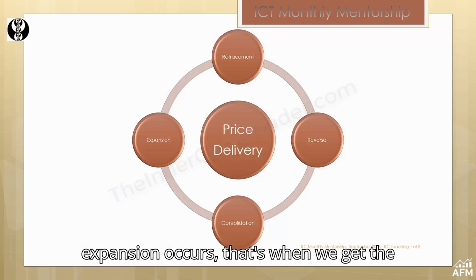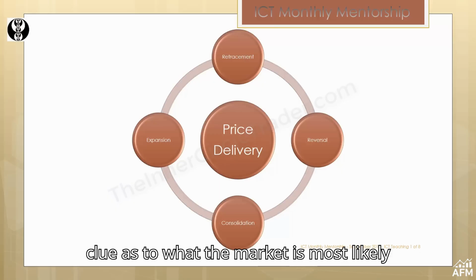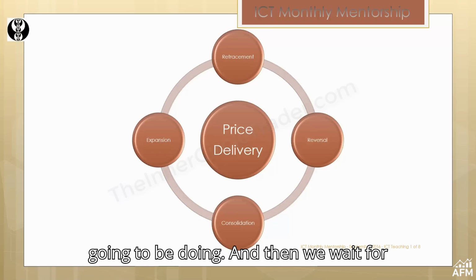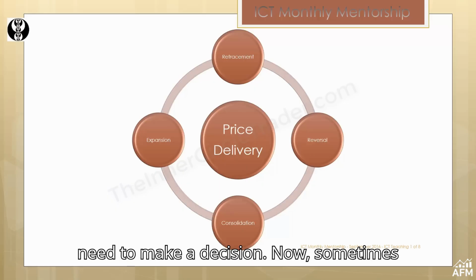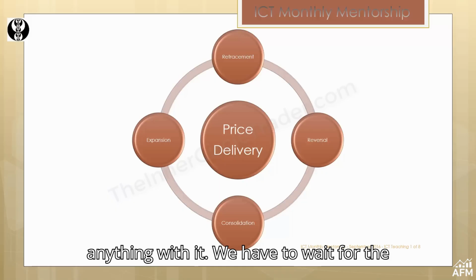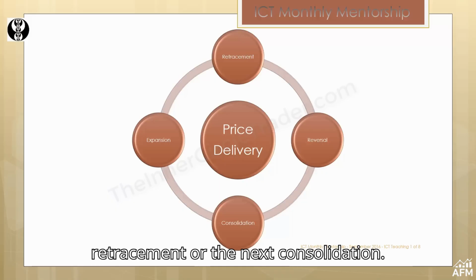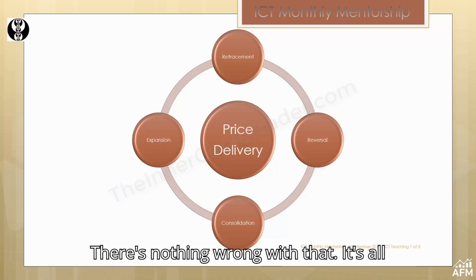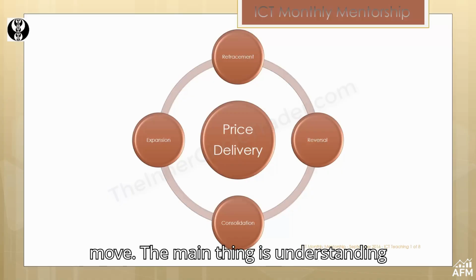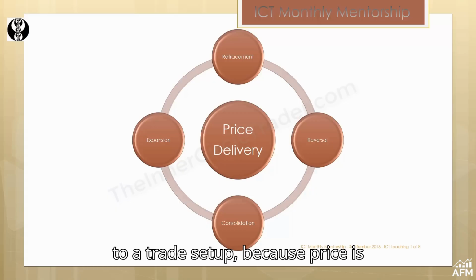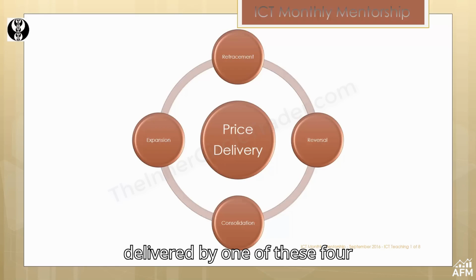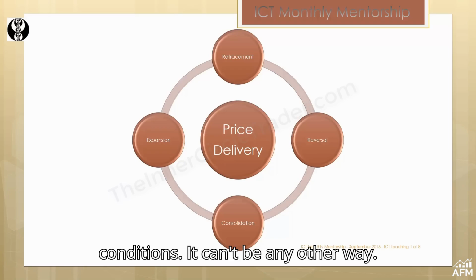When the expansion occurs, that's when we get the clue as to what the market is most likely going to be doing. And then we wait for either a retracement or another consolidation or a reversal. But we always wait for the first expansion. That gives us all the insight that we need to make a decision. Now, sometimes it may expand so far that we can't do anything with it. We have to wait for the retracement or the next consolidation. There's nothing wrong with that. It's all normal. You're not going to catch every move. The main thing is just understanding these 4 individual characteristics to a trade setup, because price is delivered by one of these 4 conditions. It can't be any other way.